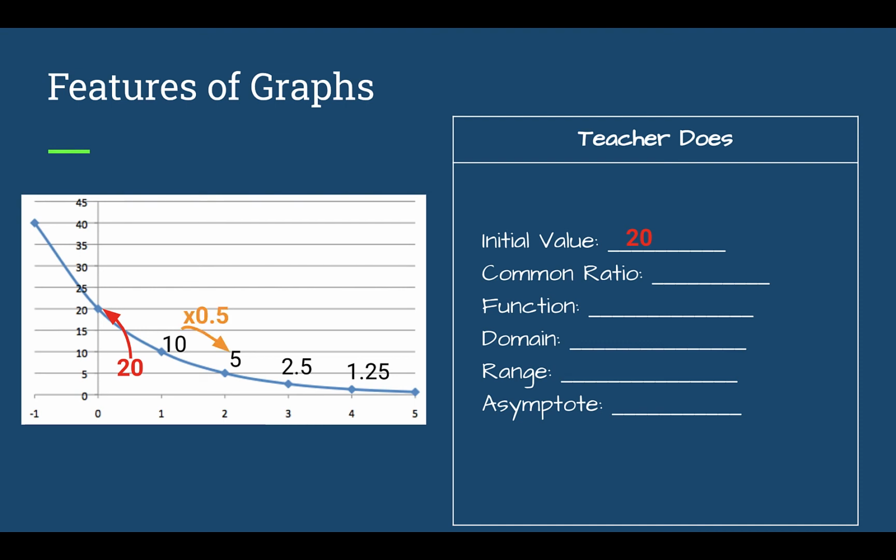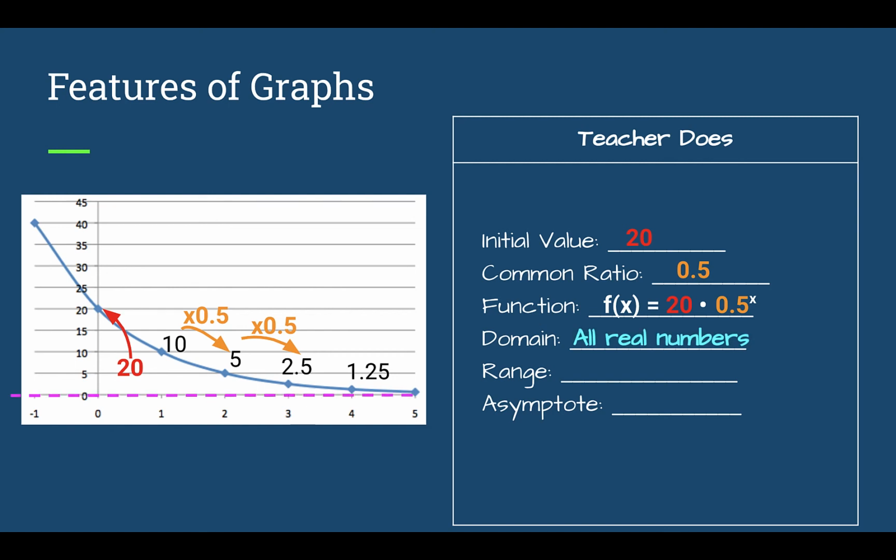Well, multiplying by 1/2 is the same as dividing by 2. We multiplied by half again. So my common ratio is 0.5, or I could have written the fraction 1/2. Using those two numbers, my function f of x equals 20 times 0.5 to the x power. Domain, again, all real numbers.